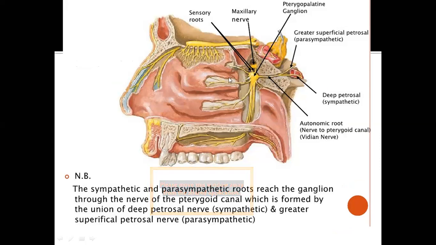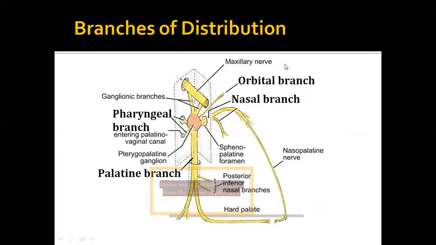If you strip the skin of the posterior part of the lateral wall of the nose, you can see the pterygopalatine ganglion and its branches. It's very difficult to see. And you can see the nerve of pterygoid canal relaying in the ganglion. From that the sensory route is passing through the maxillary nerve, and even you can see the joining of the greater petrosal nerve with the deep petrosal nerve here. Now we'll go to the branches and their distribution.